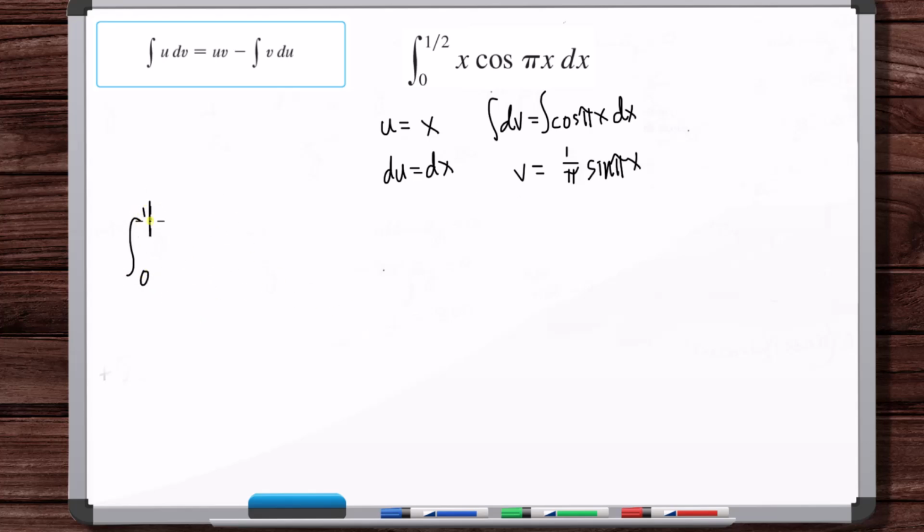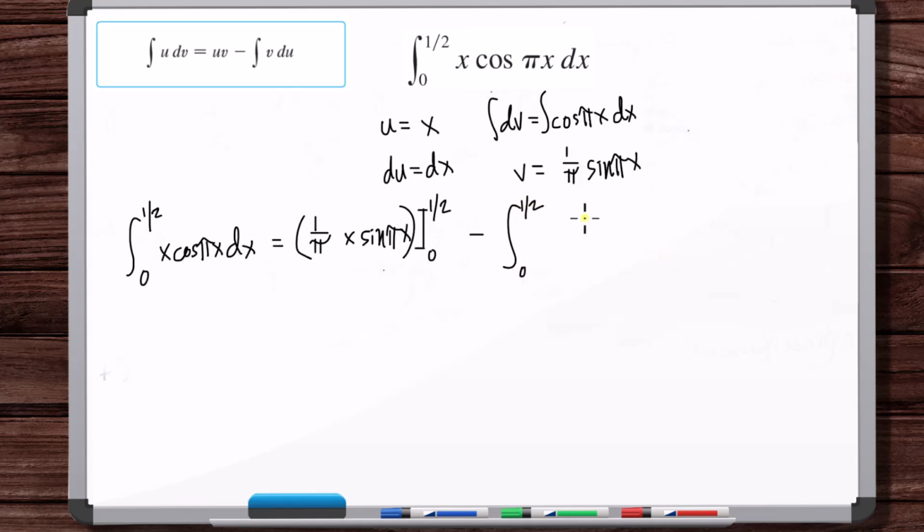Therefore, the integral from 0 to 1/2 of x cosine pi x dx is u times v, going from 0 to 1/2, all of this, minus the integral from 0 to 1/2 of v du. So let's take out the 1 over pi, sine pi x dx. Okay, so at 0, this goes to 0. So we just have minus 1/2, or 1 over pi times 1/2 times sine of pi over 2.